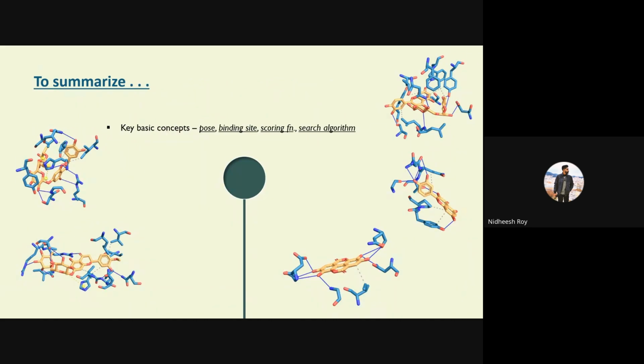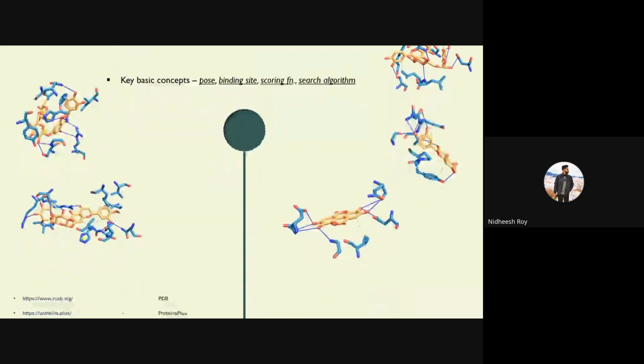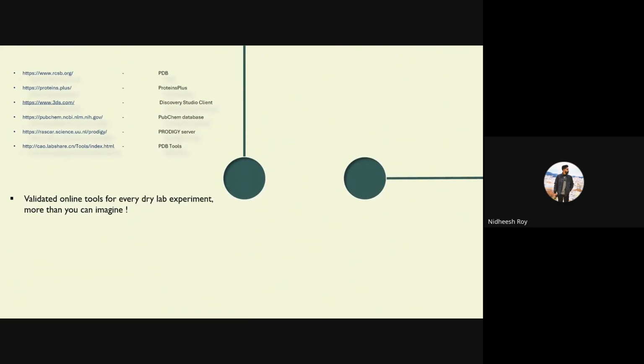To summarize the whole presentation: first, we understood there are key basic concepts, four basic concepts to be exact: the pose, binding site, scoring function, and search algorithm. Secondly, we understood that to validate online tools for every dry lab experiment, there are more tools actually than you can imagine. I have mentioned very few.